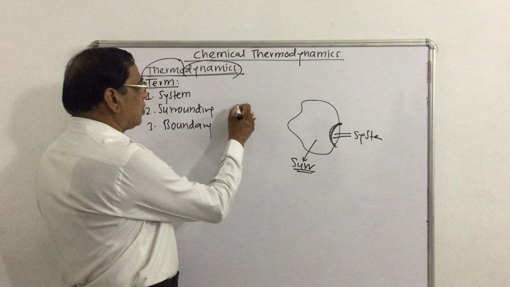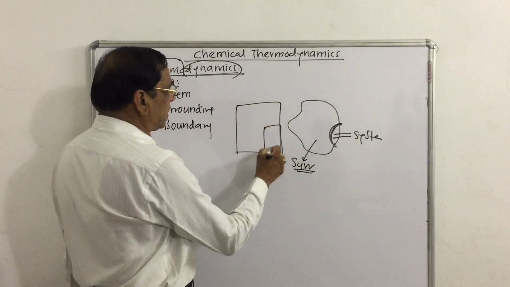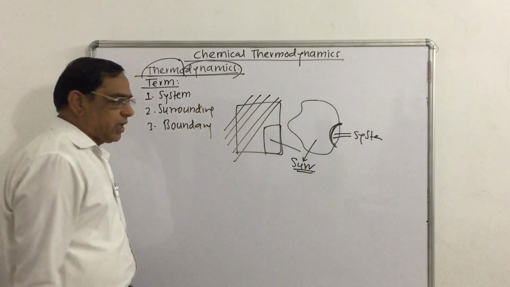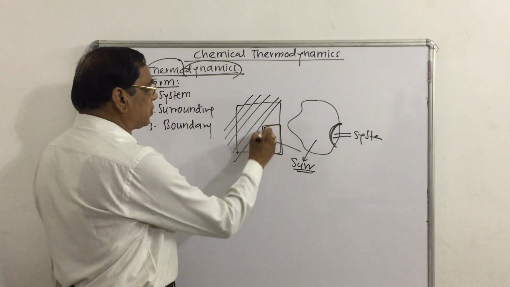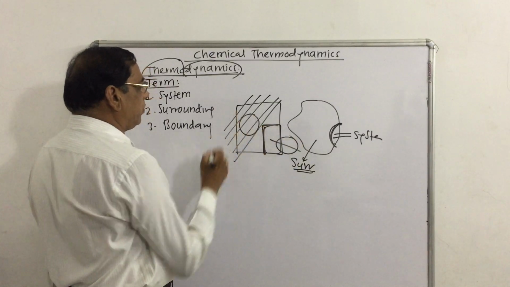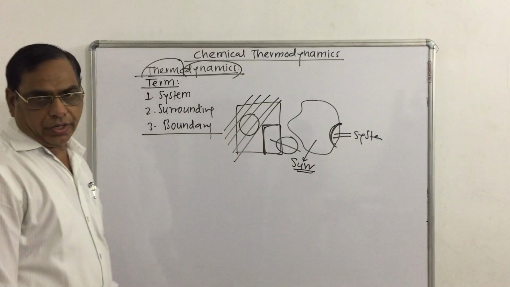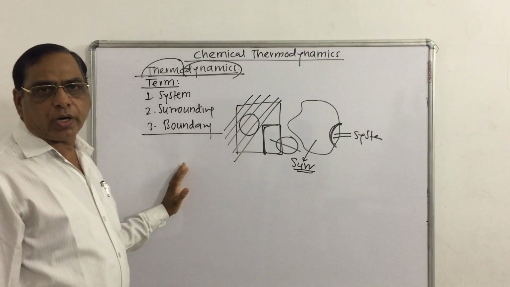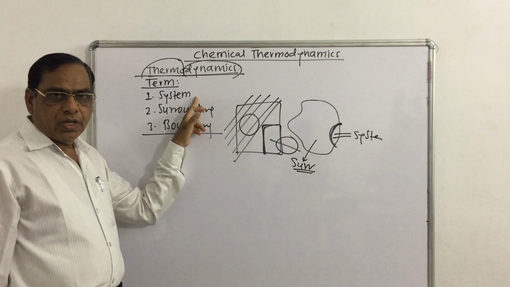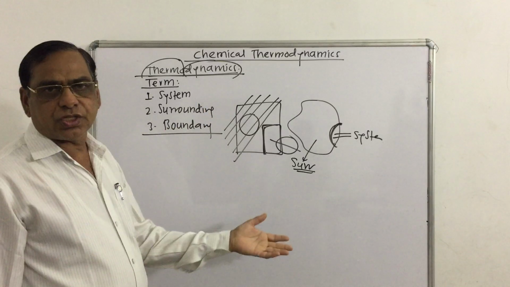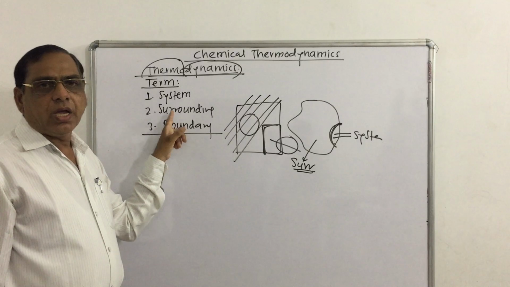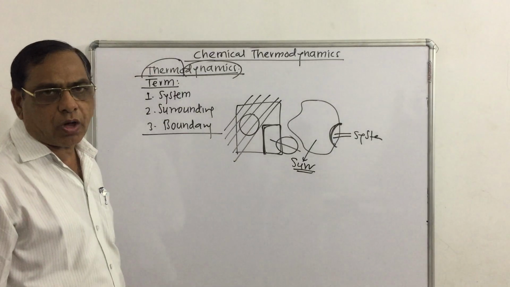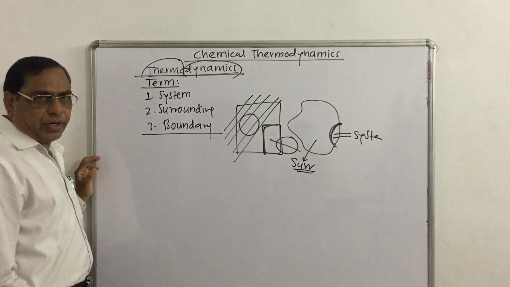For example, in your bungalow, the room in which you are studying is called a system, and the remaining rooms are called the surrounding, and the real or imaginary line by which the system can be separated from the surrounding is called a boundary. So what is meant by system? A part of the universe which is under thermodynamic study is called a system. The part of the universe other than the system is called a surrounding. The real or imaginary line by which the system can be separated from the surrounding is called a boundary.